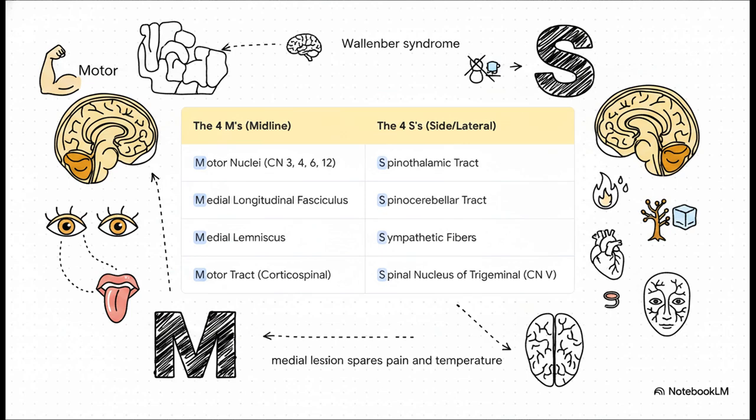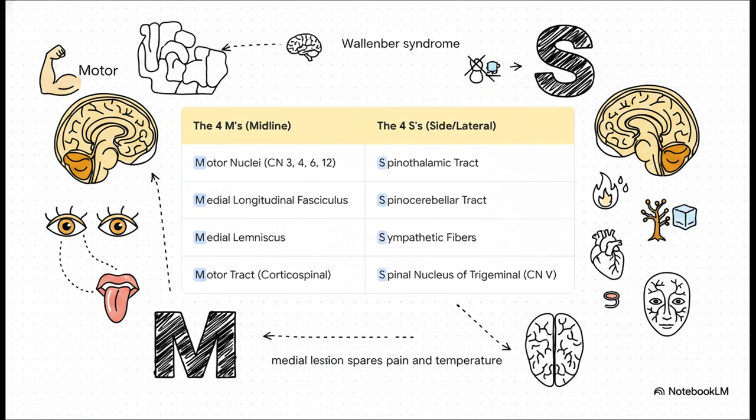Let's break this down. The rule splits key structures into 4 medial M's and 4 lateral S's. Running down the midline, you've got your motor nuclei for eye and tongue movement. That's nerves 3, 4, 6, and 12. You have the medial longitudinal fasciculus, or MLF, the medial lemniscus for sensation, and of course the big motor corticospinal tract. Now, out to the side or laterally, you have your S structures, the spinothalamic and spinocerebellar tracts, the sympathetic fibers, and the spinal nucleus of the trigeminal nerve.